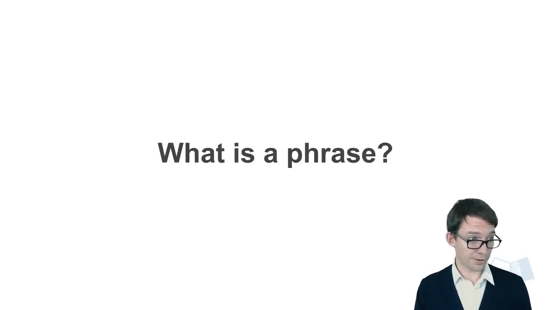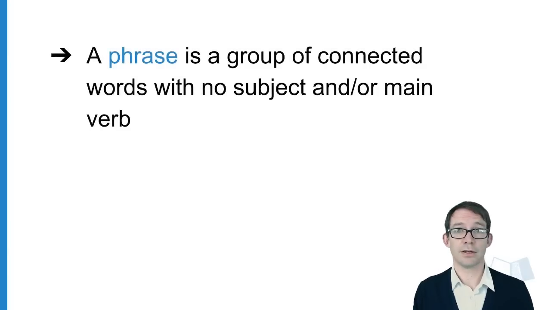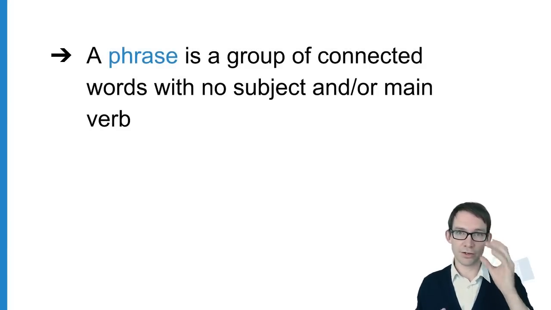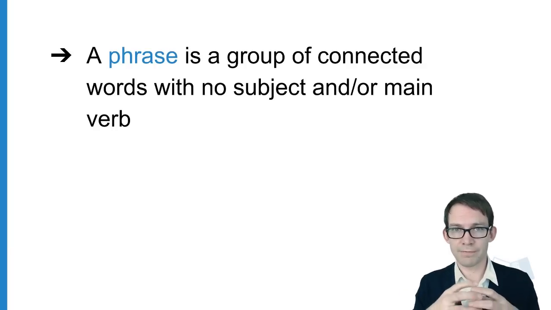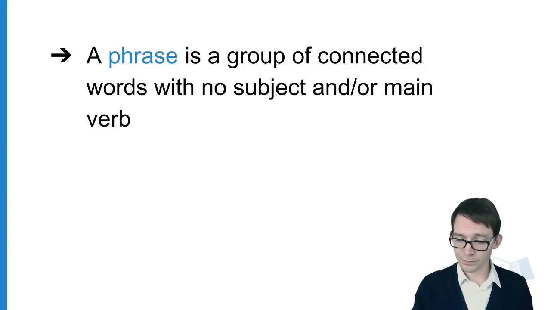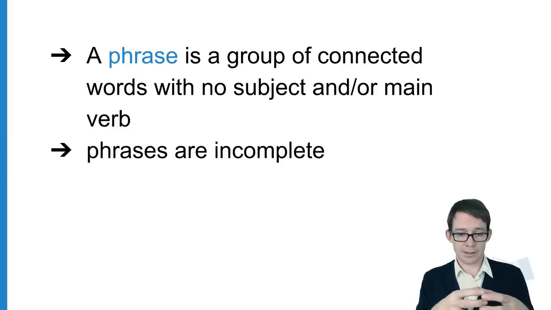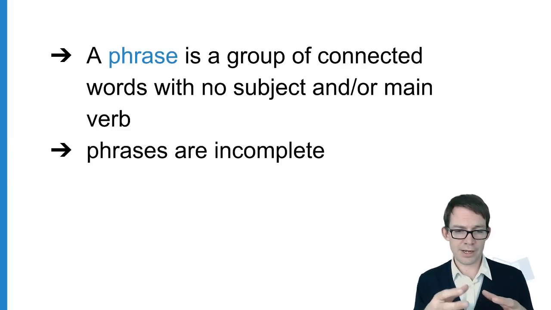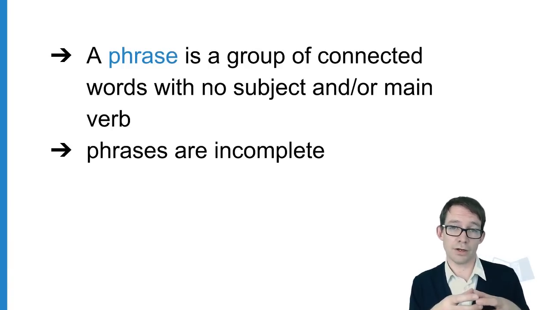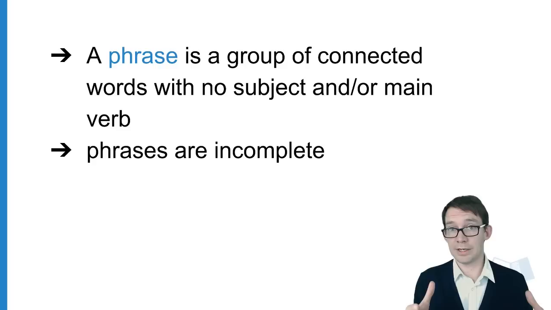What is a phrase? A phrase is a group of connected words with no subject or main verb. Okay, so you've got a bunch of words that are functioning together as one piece of a sentence, but there's no real subject, and the idea in it is incomplete. A phrase cannot sit on its own and exist on its own. Alone, a phrase is incomplete.